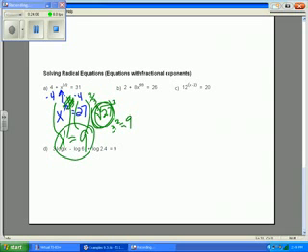You can have any base, so you don't have to check these. The only ones you have to check is when your solution, your variables, are in the log.